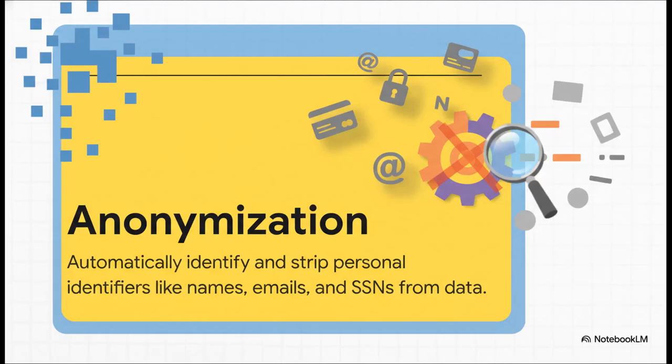So first up is anonymization. You can think of it like an automatic black marker. There are tools out there that can scan your data, spot anything that looks like personal info, and just completely strip it out before it ever gets sent to the AI model.